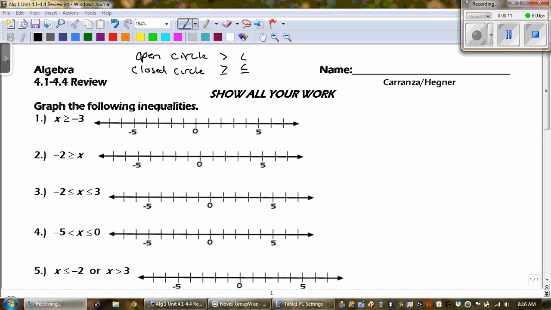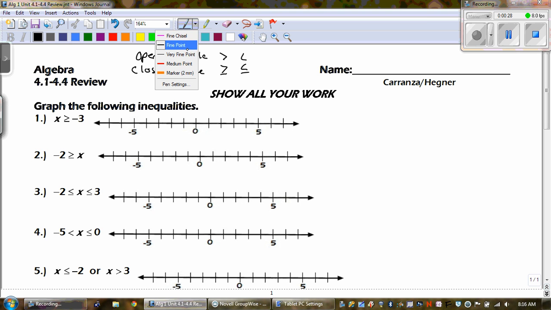Now at the top I wrote myself a couple of reminders for when we're graphing inequalities, when we use an open circle and when we use a closed circle. So let's go ahead and get started. So graph x is greater than or equal to -3. So at -3, are we open or closed? We are closed. And it's greater than, so we want to shade everything to the right.